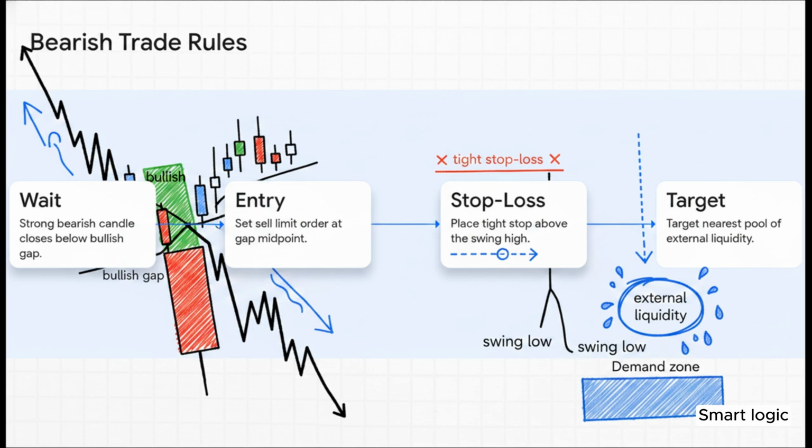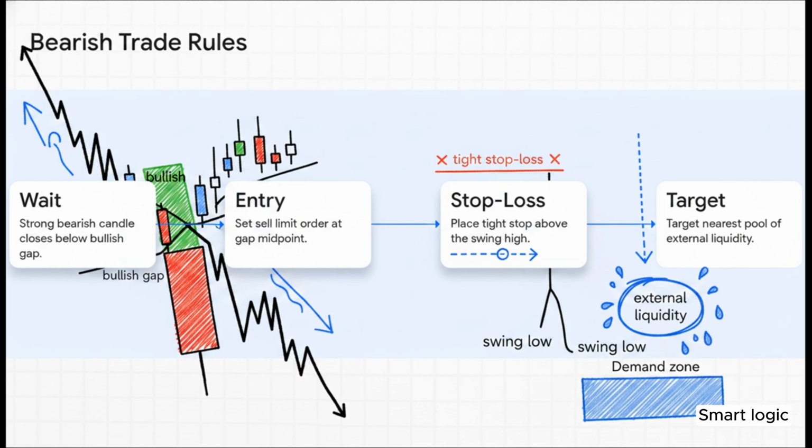Step 2, whatever you do, don't chase the price. Set a sell limit order right at the midpoint, that consequent encroachment level we just talked about, of the newly inverted zone. Step 3, tuck a tight, safe stop loss just above the most recent swing high or the top of the inverted zone.